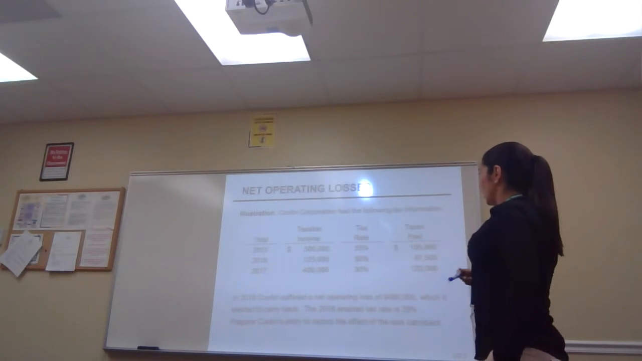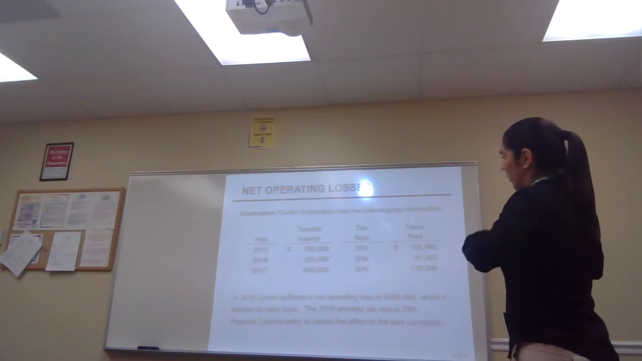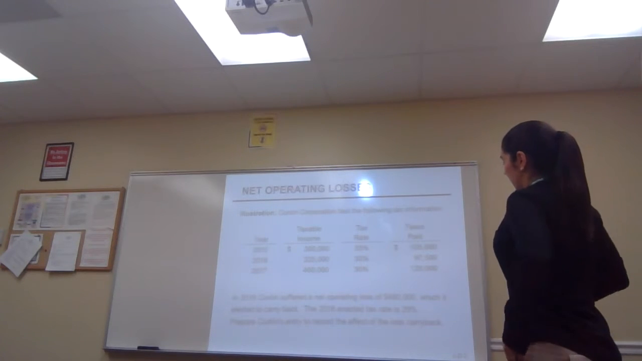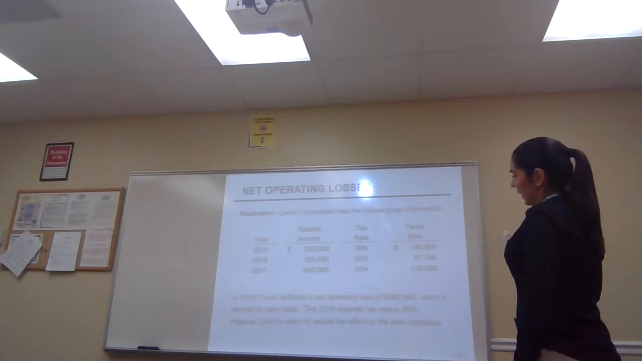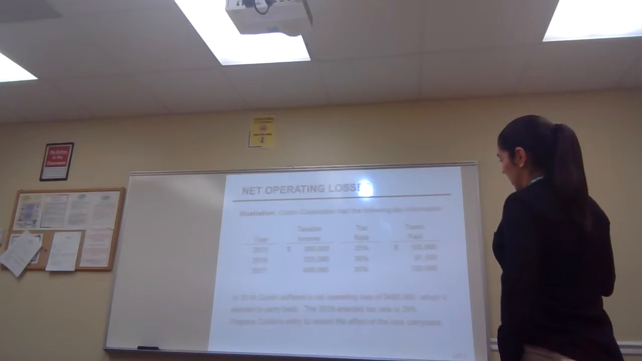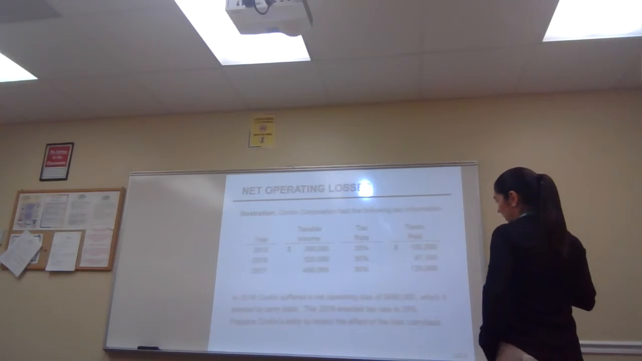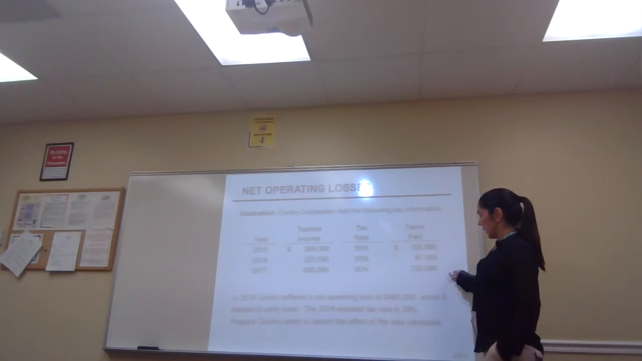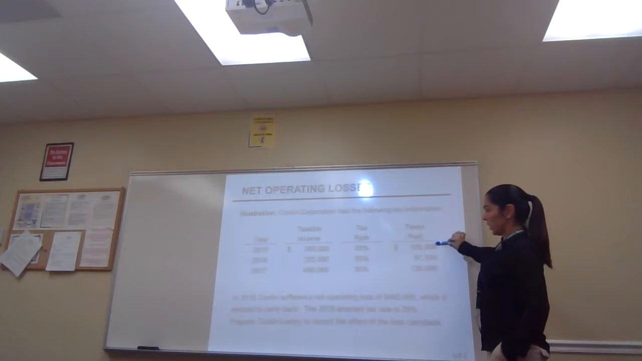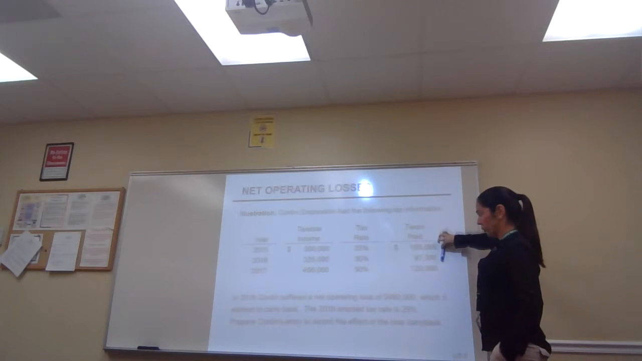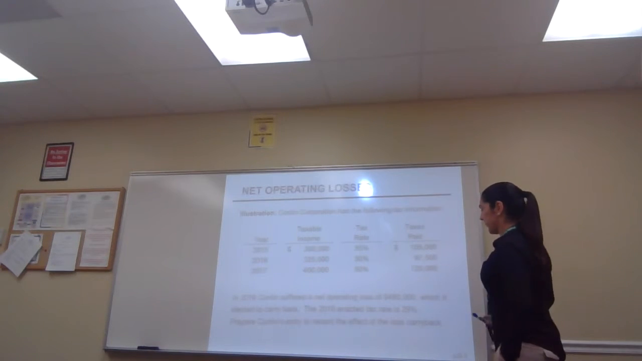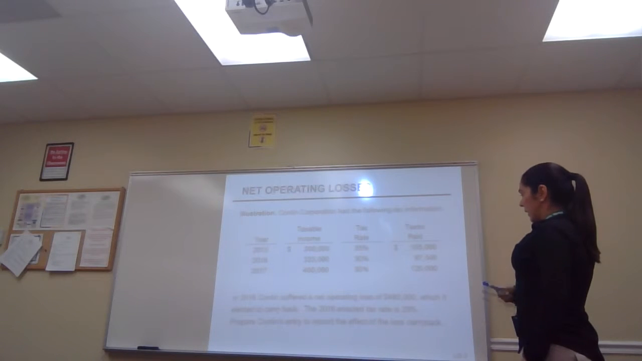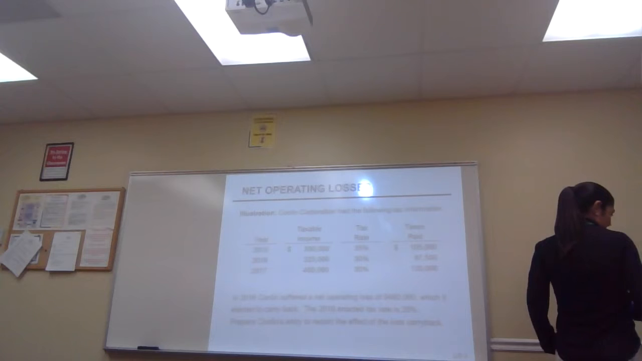So Common Corporation had the following tax information. So here's the taxable income, tax rate, taxes paid. In 2018, Common suffered an NOL of $480,000, which it elected to carry back. So it's going to take this loss and carry it back. Again, you start in your first year and then you start going down. The 2018 enacted tax rate is 29%. Prepare Common's entry to record the effect of the loss carryback.